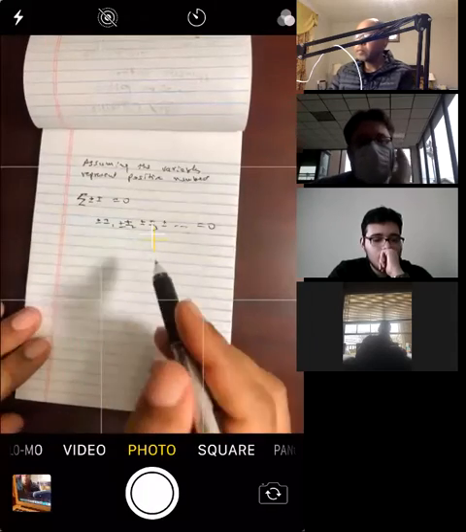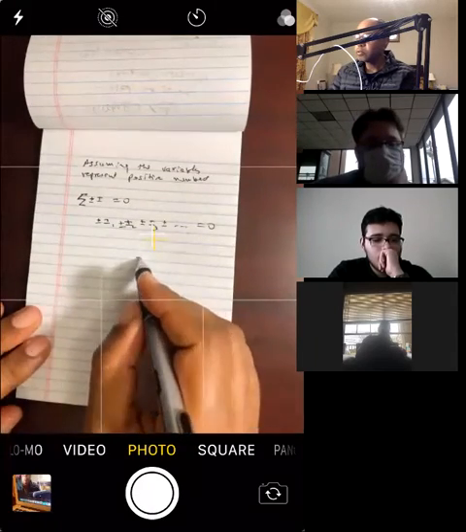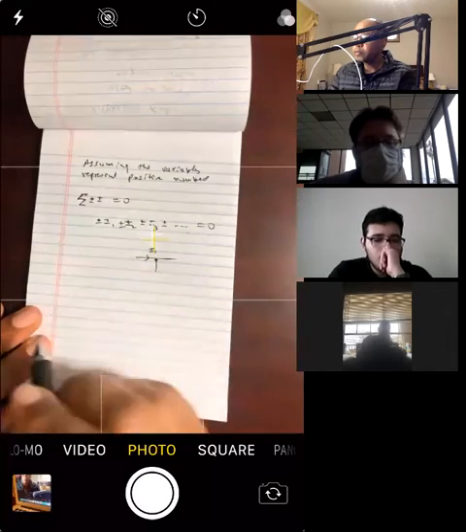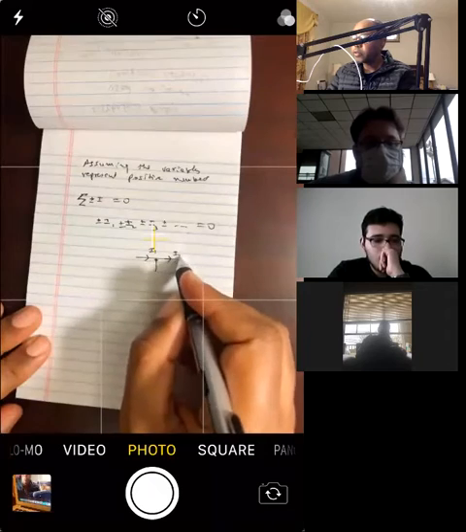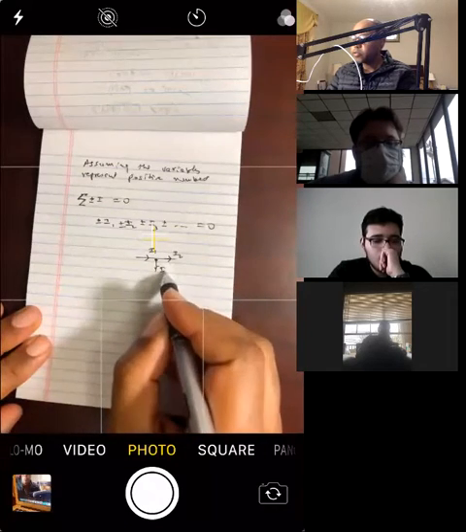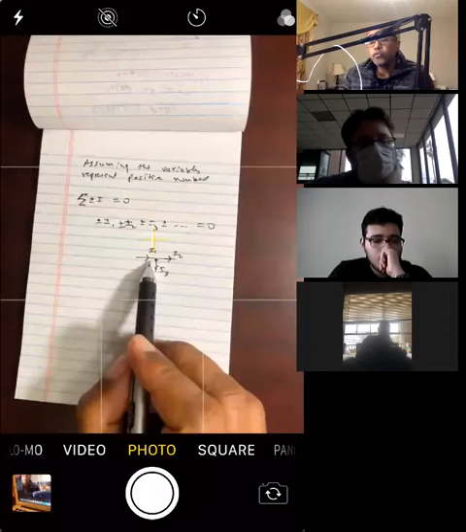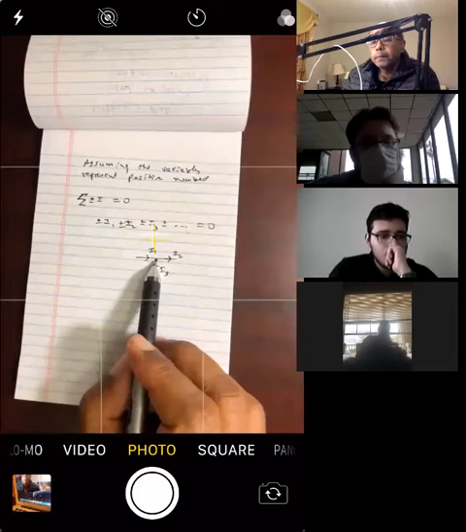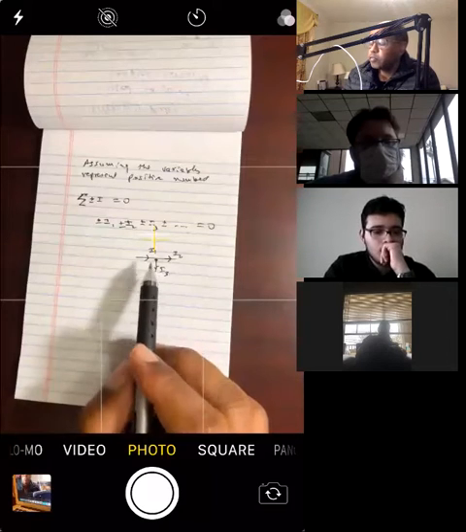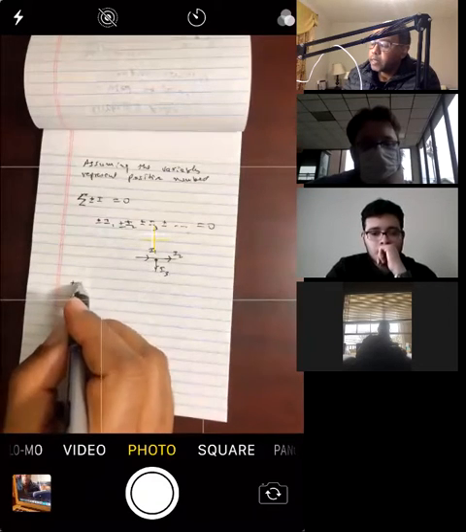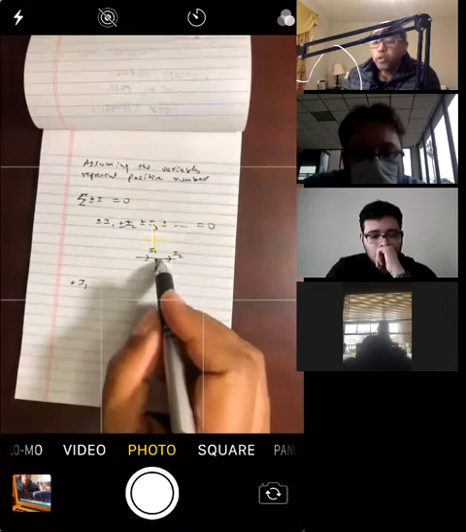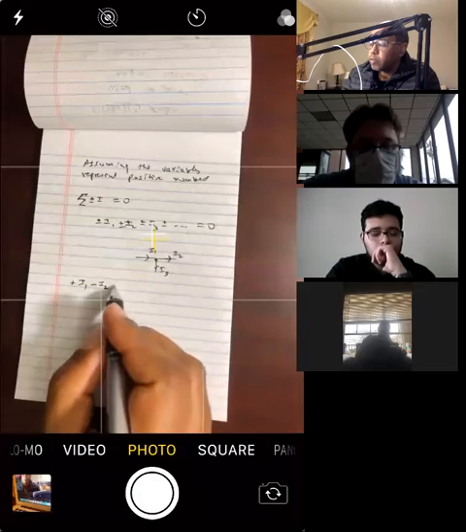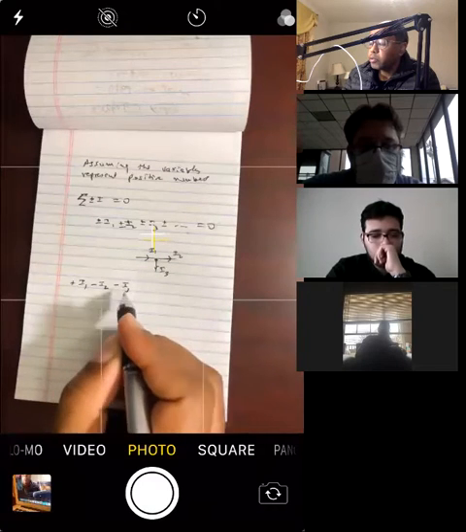Now let's apply this rule to the one we already have. Let's say I1 is going this way, I2 is going this way, and I3 is going this way. So is I1 positive or negative? It's going in, so positive. We pick the plus sign for I1. This one is leaving, so I'm going to pick the minus sign. This one is leaving too, so I pick the minus sign, and then equate to 0.